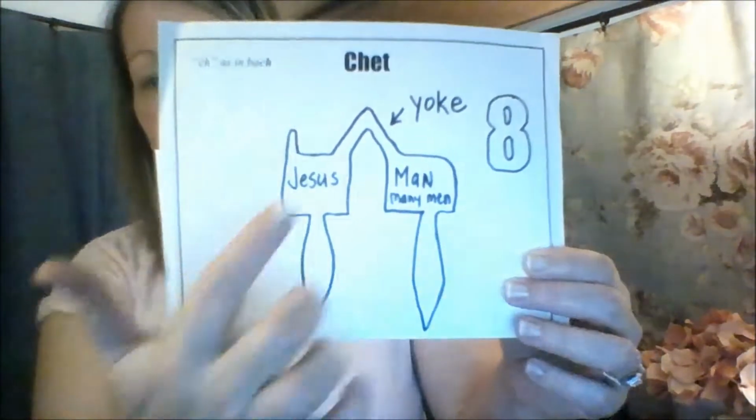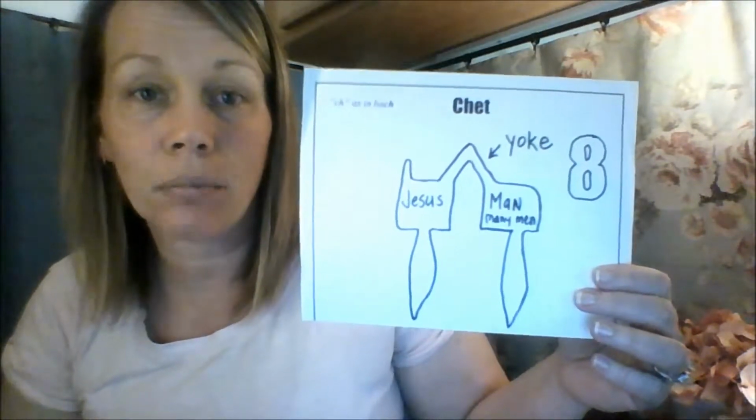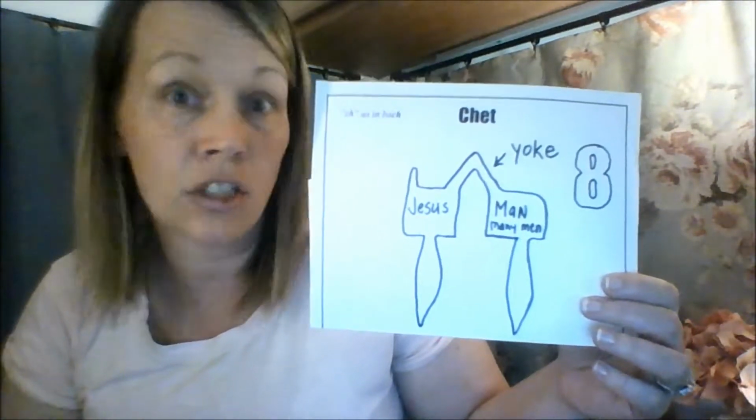You can quit trying to do this. For my yoke is easy. So this right here, this being yoked to him, is easy, and his burden is light because he's carrying the burden and it's his yoke.